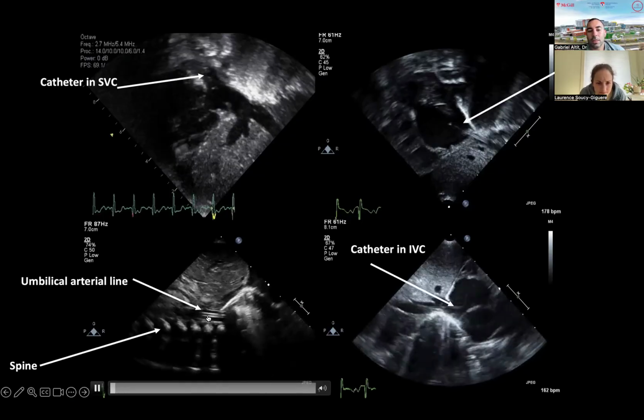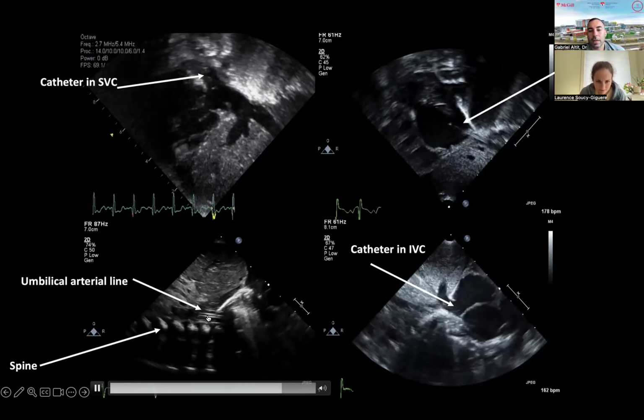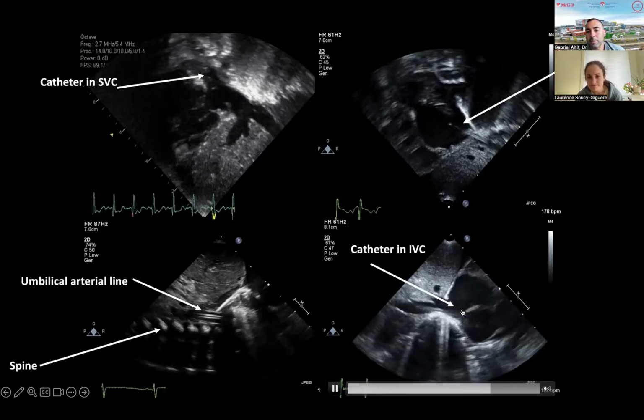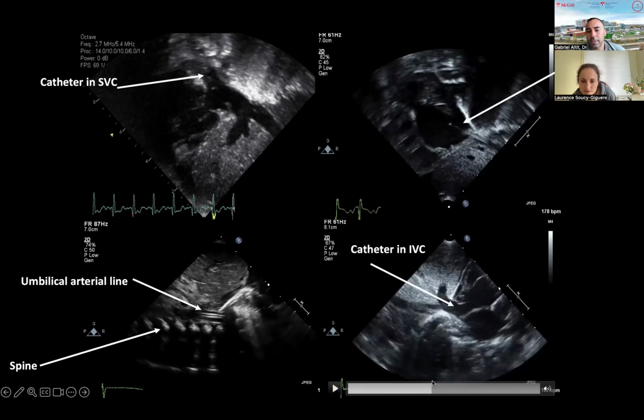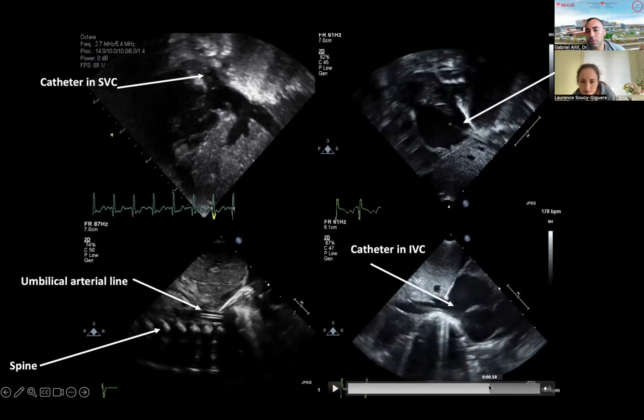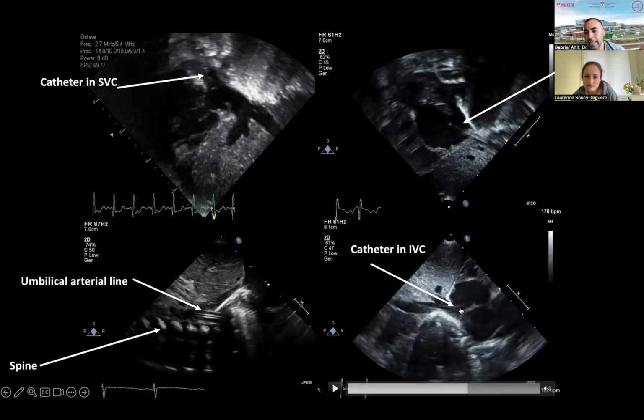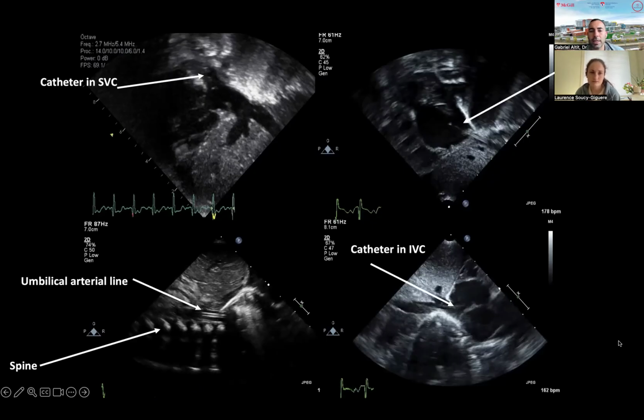You may get some image of composition. This is the spine. So you see a catheter in the aorta. So that's the umbilical arterial line. And this is an example of a catheter where you can get that view from the subcostal region. And you see that catheter that starts entering your right atrium. So there are many examples on the website. You can see many examples of catheters. That's one of the views.